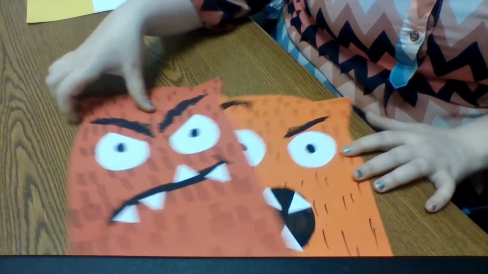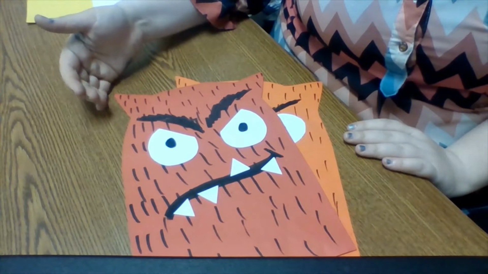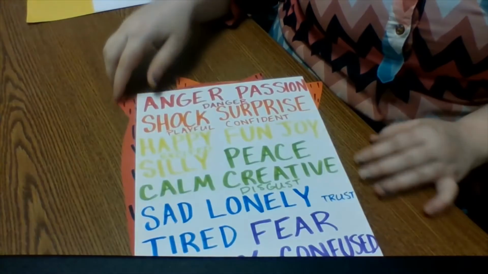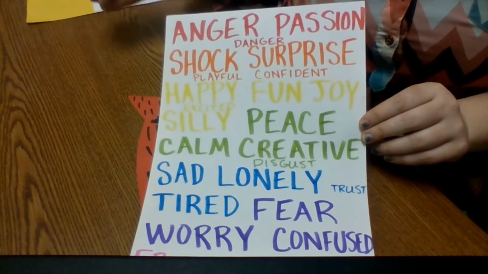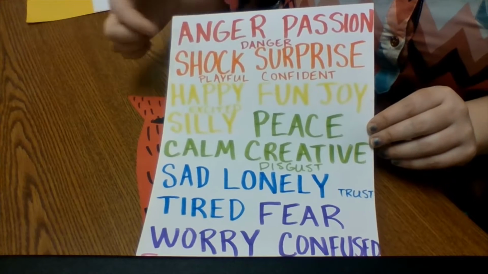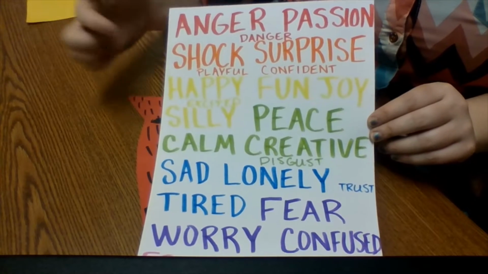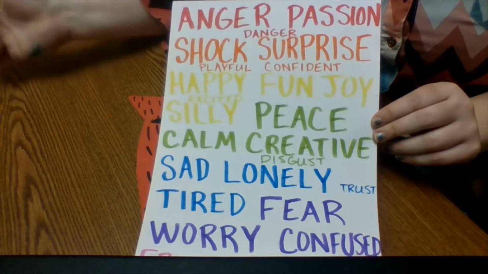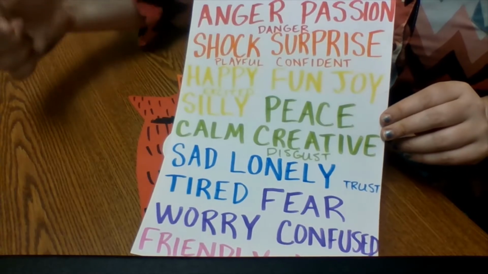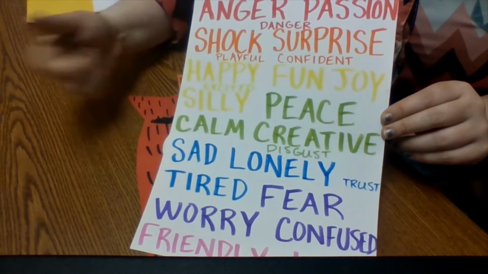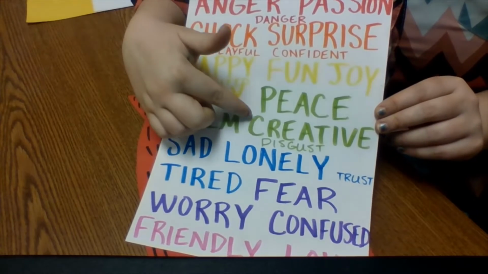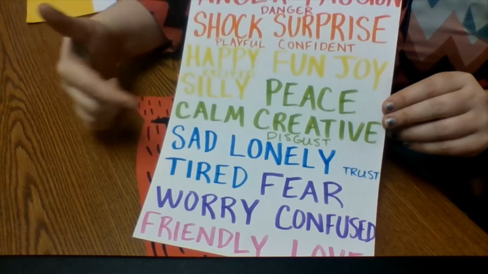Now, in red, oftentimes we use red for things like passion or anger or mad, right? Look, I have a whole list of them here. Red can be danger, it can be anger, it could be passion. Orange could be shock, it could be surprise, it could be playful, it could be confident. Yellow, happy, fun, joy, silly, excited. Green, peace, calm, creative, disgust.